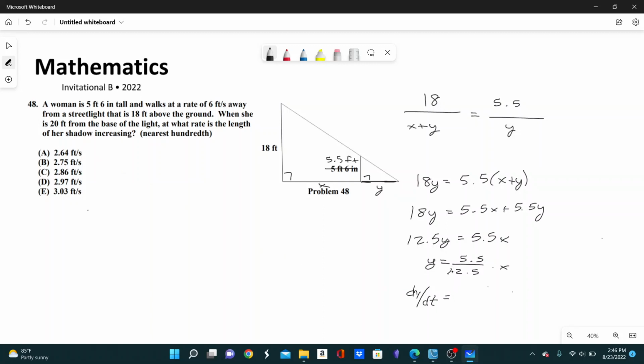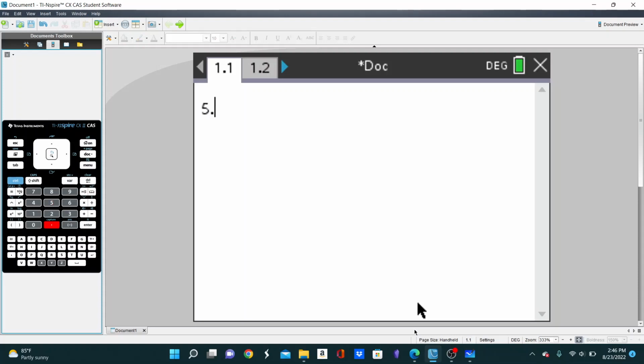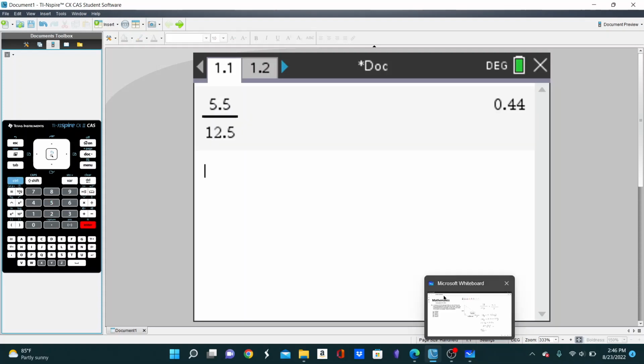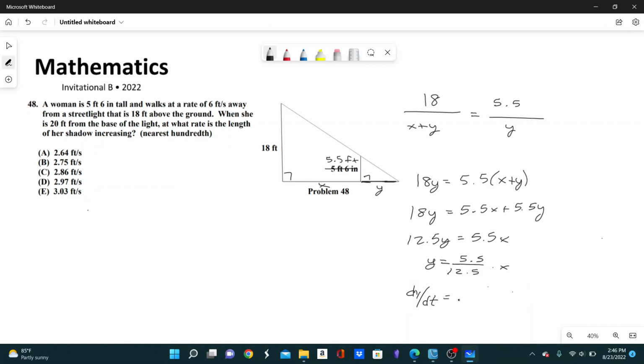And then if we divide these, you'll get a decimal, I believe. 5.5 divided by 12.5. So yeah, 0.44, and then times the derivative of x with respect to t. So we have a new equation.